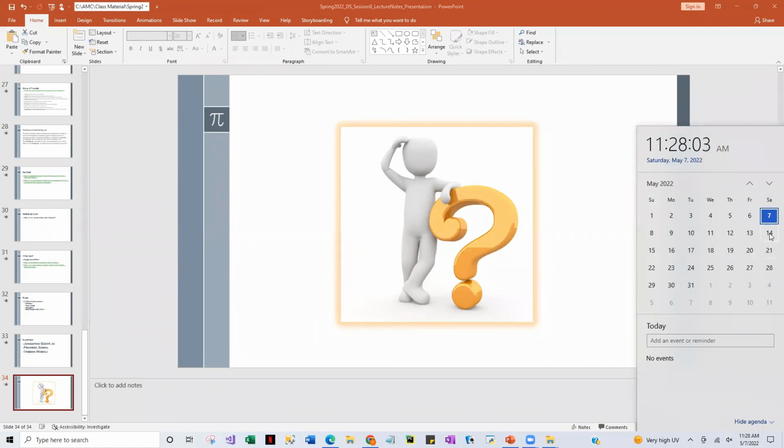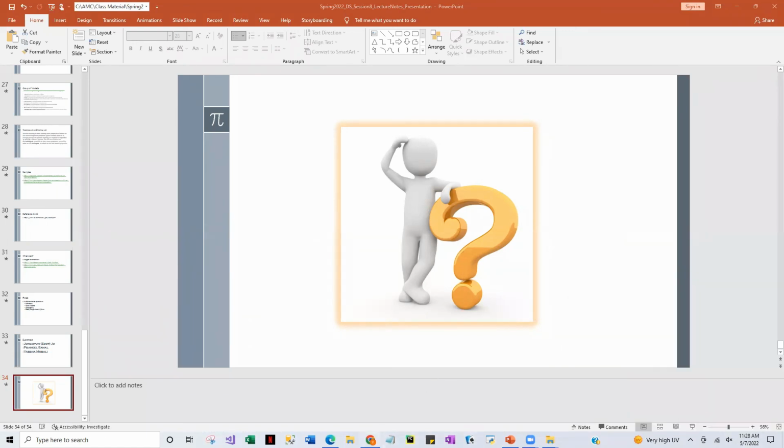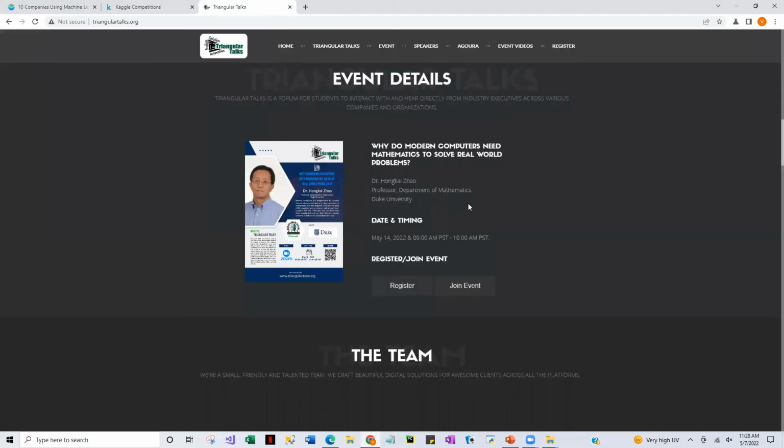No, there is no class on the 14th. On the 14th, you have a triangular talk. As I mentioned earlier, please attend this. It is from 9 a.m. to 10 a.m. PST, and it is by a professor from Duke, who is going to talk about algorithms. I think that will be a great opportunity for you all to learn how math and computer science solve real world problems, and to talk with the professor. So please attend on May 14th. May 14th we have the triangular talk, and May 21st we have the finals.